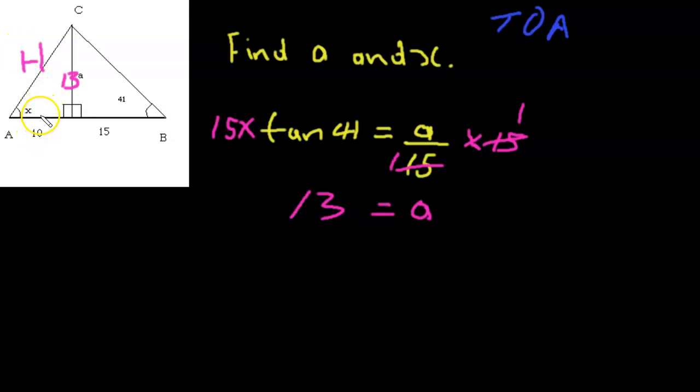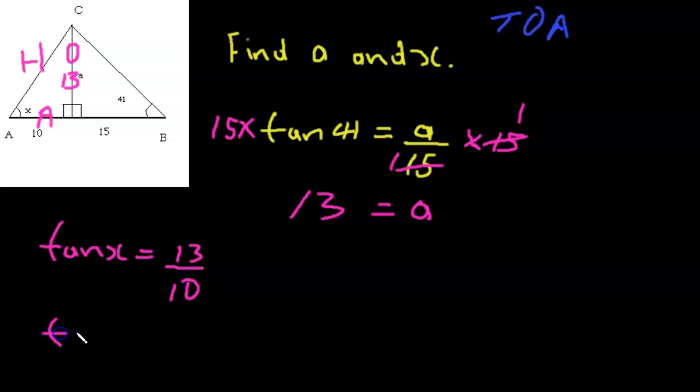What we know is the adjacent and the opposite. So we're using the tan ratio. So tan X, which is the angle in question, tan X is equal to opposite, which is A. I want to know the value of A, right? The value of A is 13. So opposite over adjacent, which is 10.